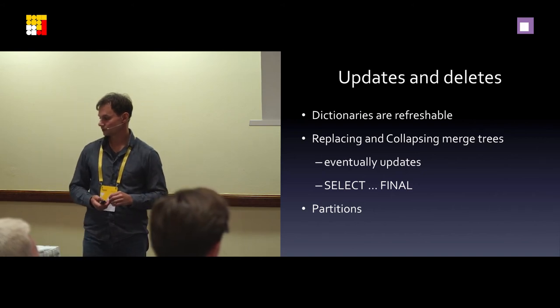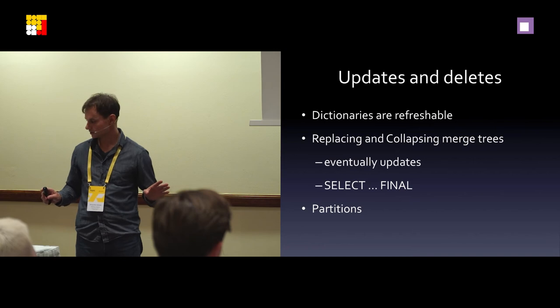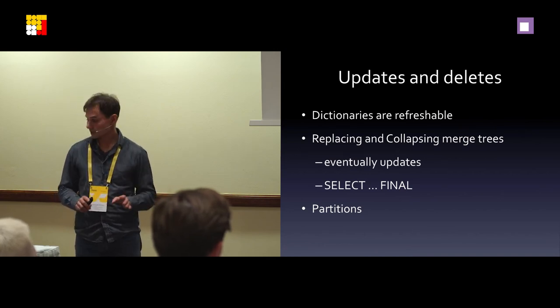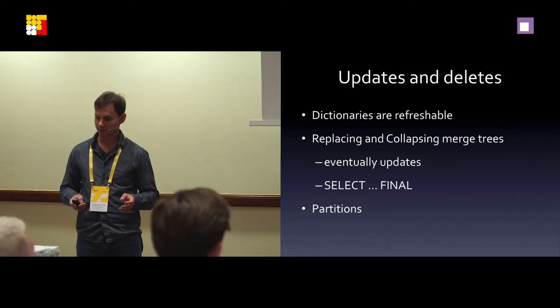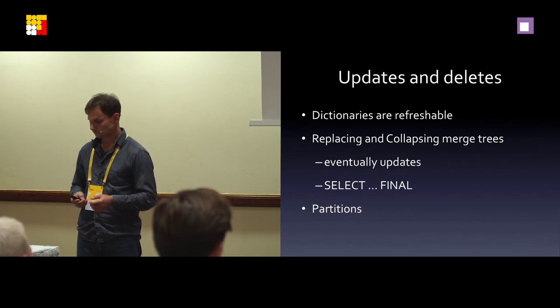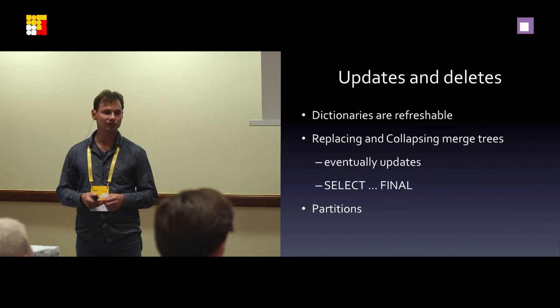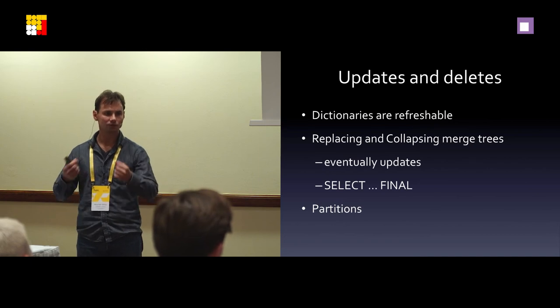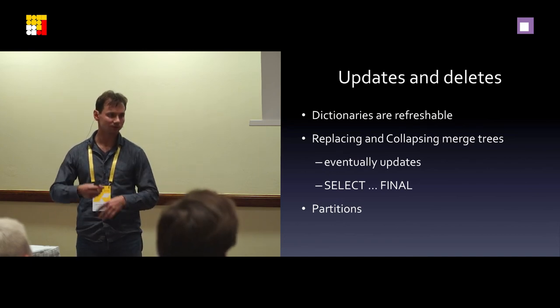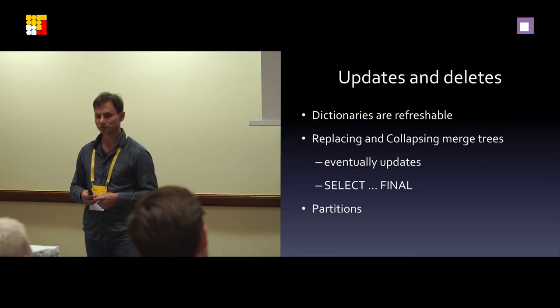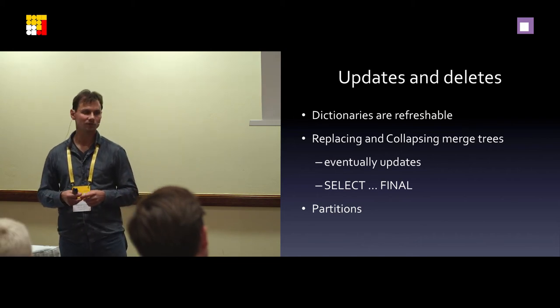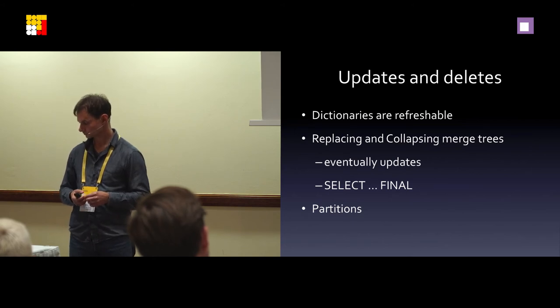Updates and deletes, if you're curious: ClickHouse doesn't support updates and deletes. However, dictionaries are refreshable, and also ReplacingMergeTree and CollapsingMergeTree help you if you need to update your data sometimes, but you're fine if the update is not instant. So how does it work? For ReplacingMergeTree, ClickHouse eventually replaces the row with the same primary key. So you can insert the data with the same primary key, but different values in other columns, and ClickHouse will eventually replace it during the merge operation. If you want your result to be instant, you can use select final, which is sub-efficient, but still works for small tables. CollapsingMergeTree is somewhat similar but different.